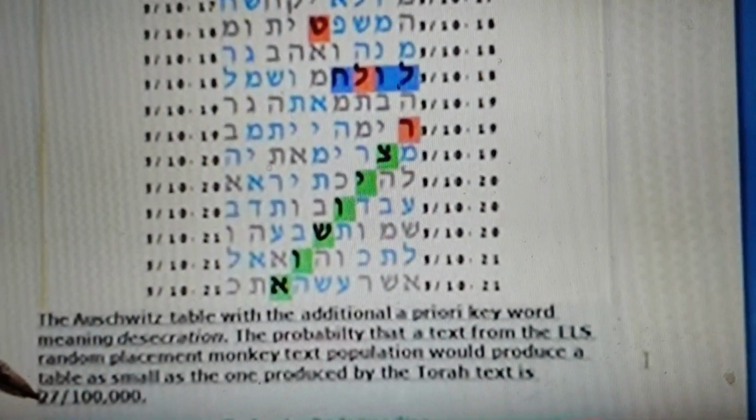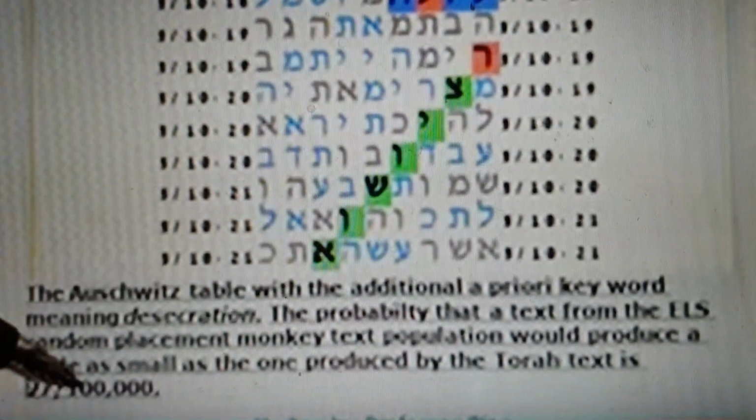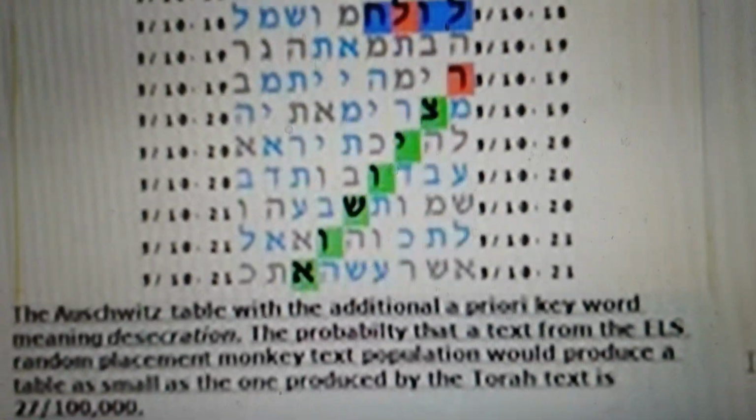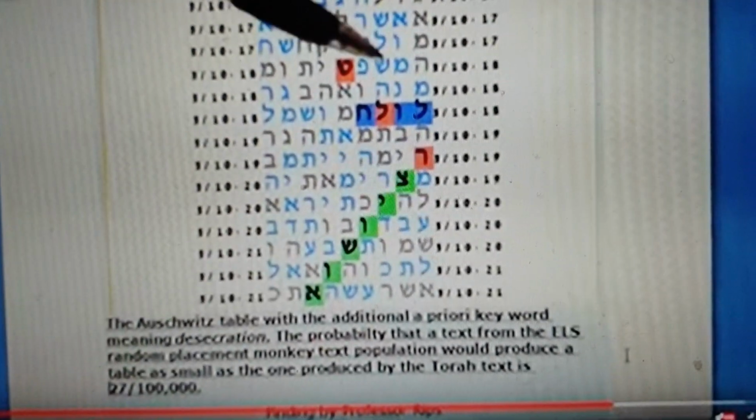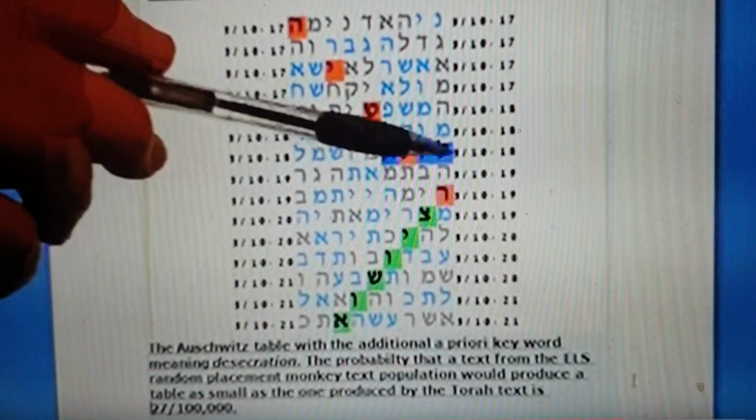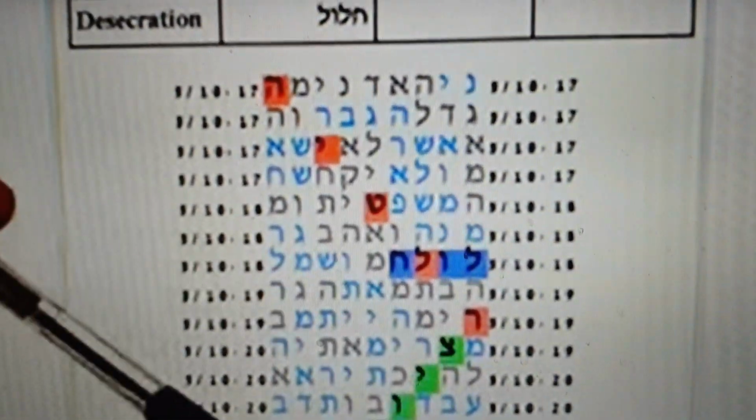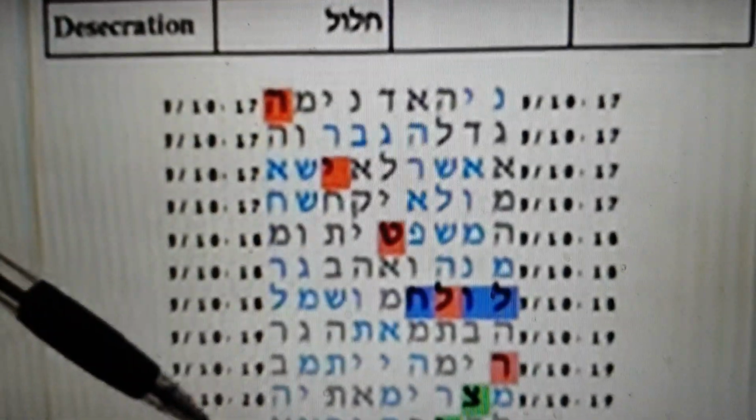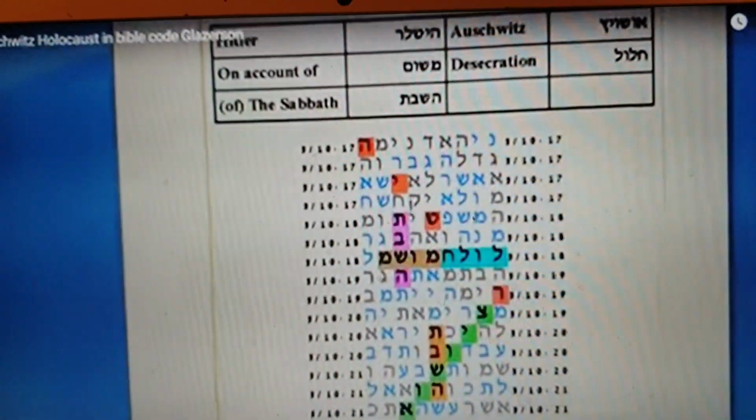Amazingly, also, Professor Aralik found that the statistic is 27 in 100,000, which is 2.7 in 10,000, which is very high. But amazingly, as we said, Professor Rips found the word chilul exactly in this place, in the center, which fits very much with the explanation of our rabbis, that this was really the key to the terrible Holocaust and the troubles the Jews went through.